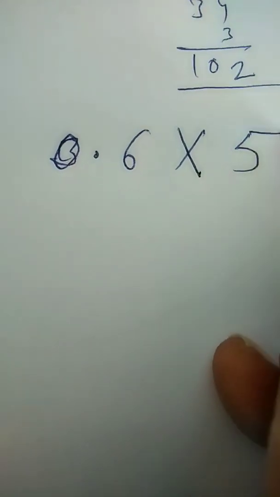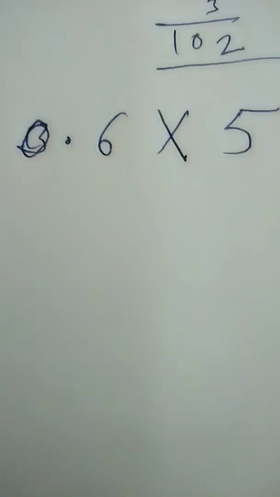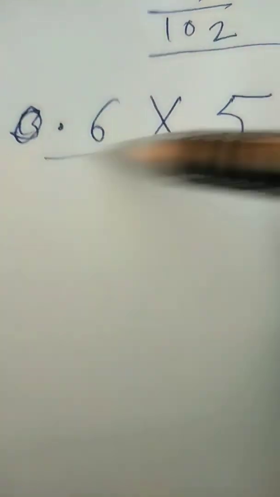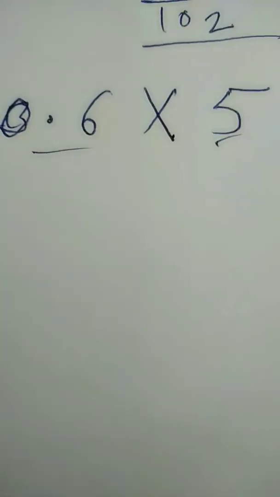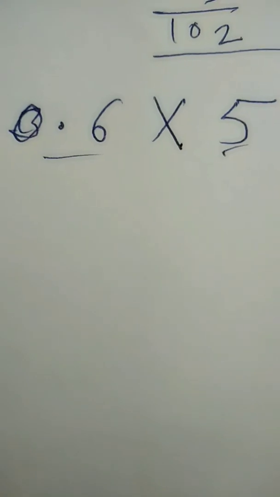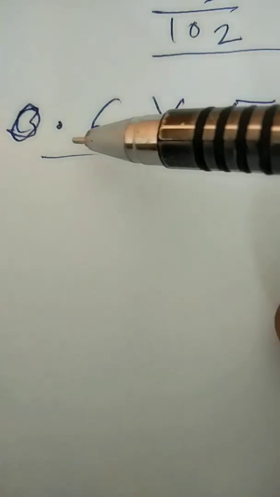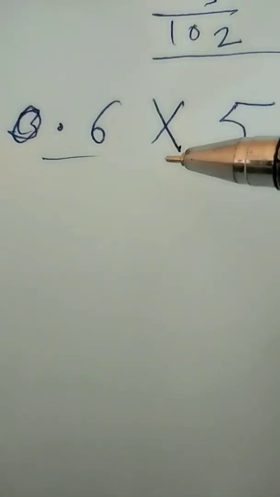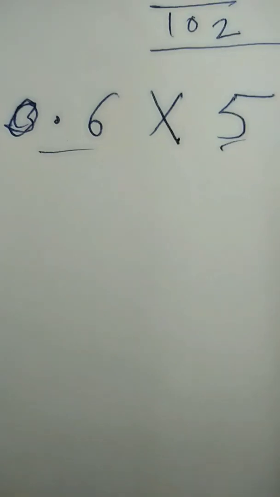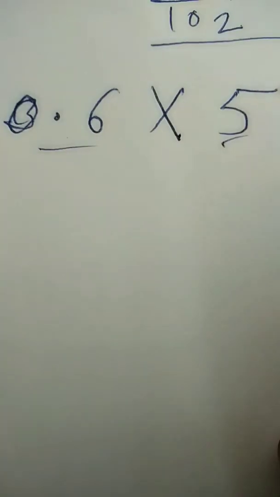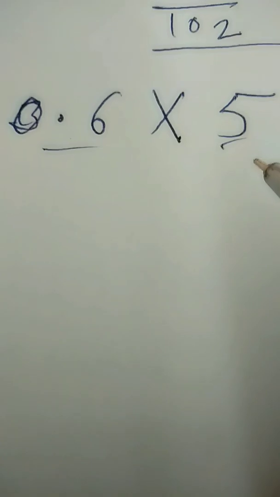Now let us suppose I have the number 0.6. I have to multiply it by 5, right? Now don't worry, we have to multiply it. What is the difference here? The only difference is the decimal we have in this question. So now, we have certain ways to multiply decimal numbers.